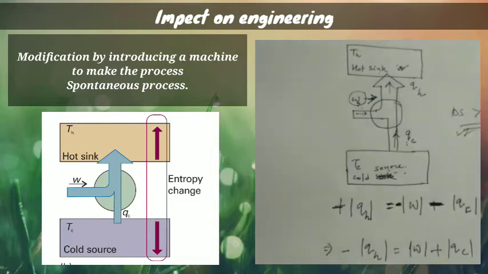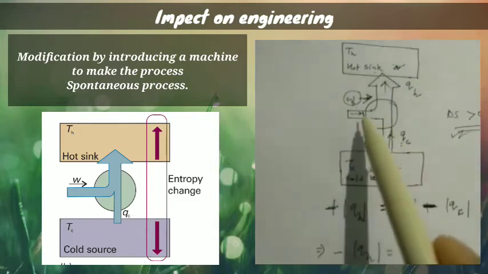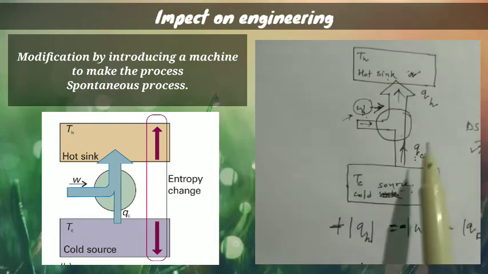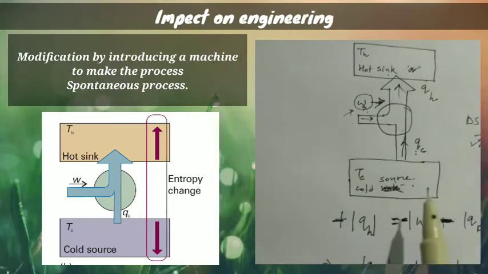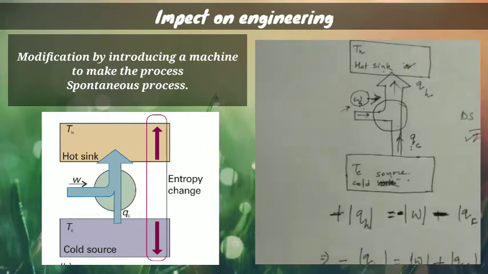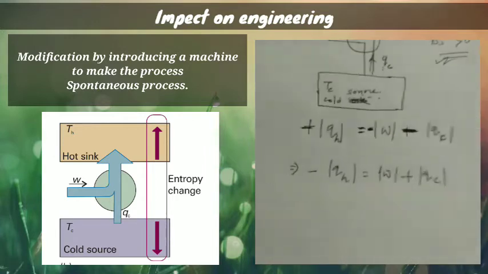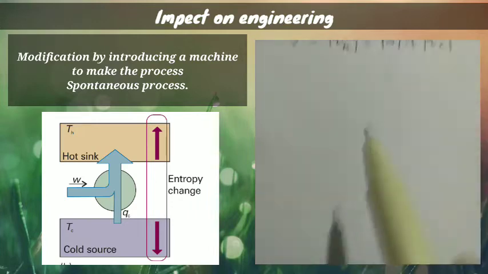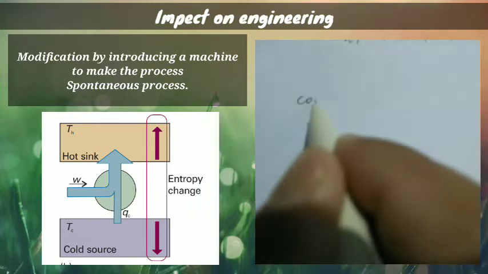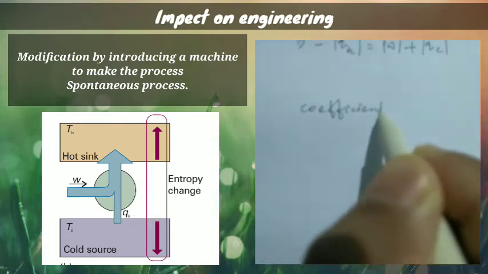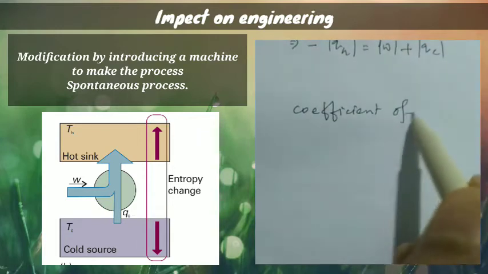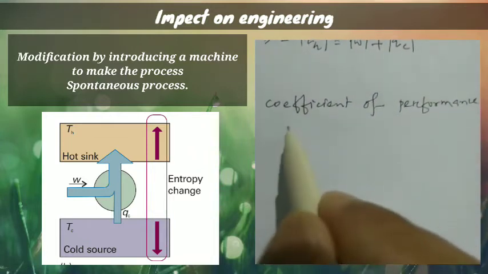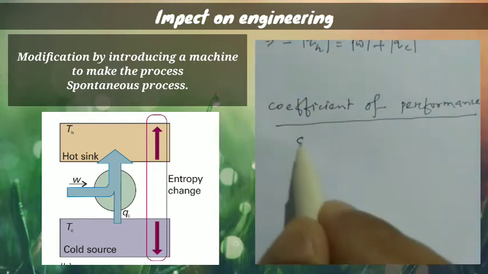Understand? Now how are we going to calculate how much work we have to do to remove QC amount of heat from the cool sink? We can calculate this by using a new term, introduced by scientists, known as coefficient of performance. It is symbolized as small c.